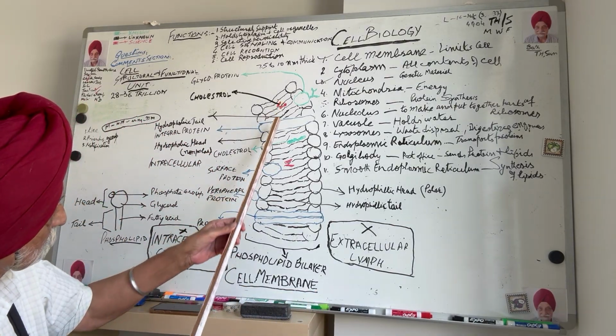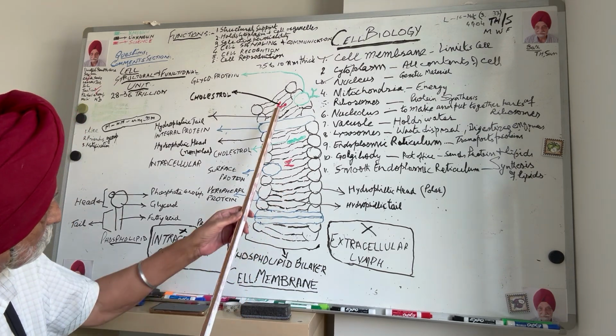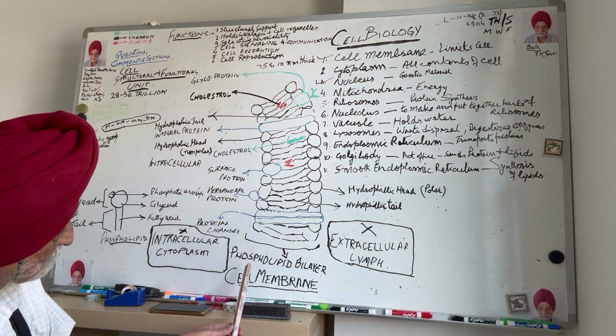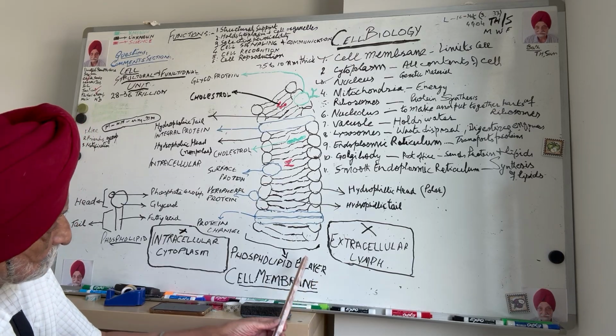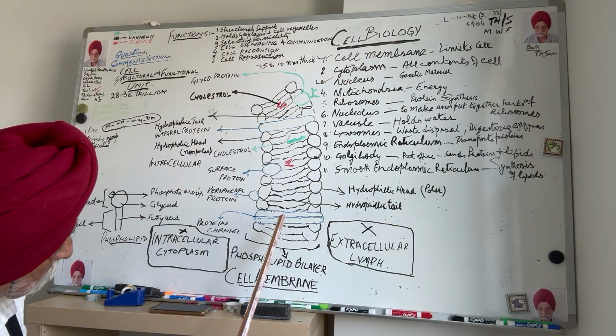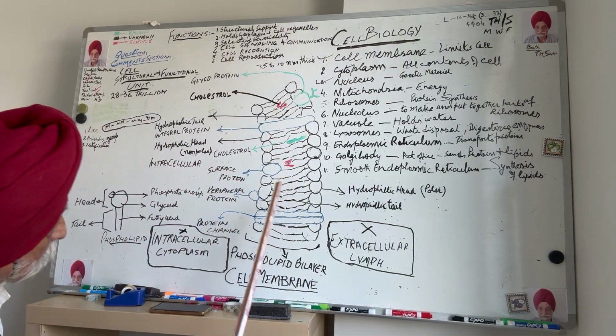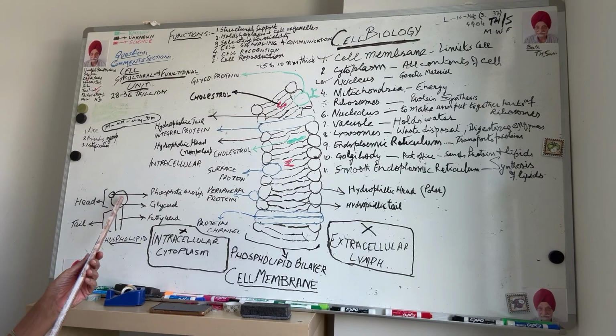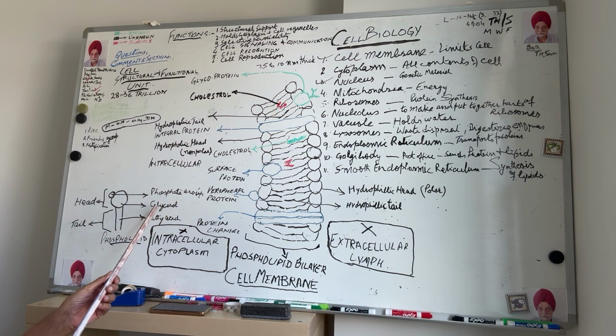Now, coming to the structure of the cell membrane. Under the electron microscope we shall see that it is a phospholipid bilayer. This is a phospholipid bilayer. Now, the structure of a phospholipid is made up of a circular structure on the top, the head, and two arm-like things called the tail.